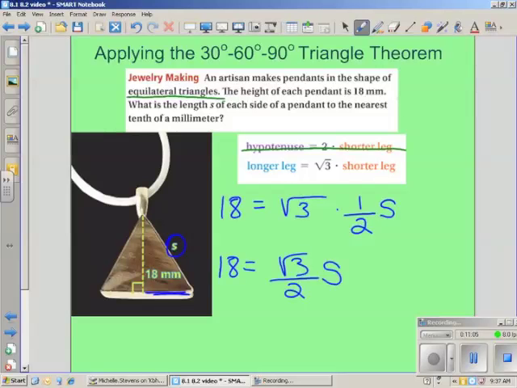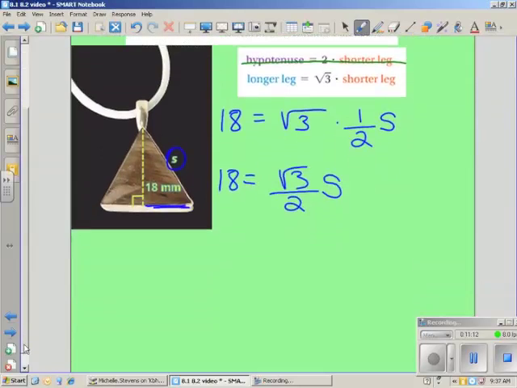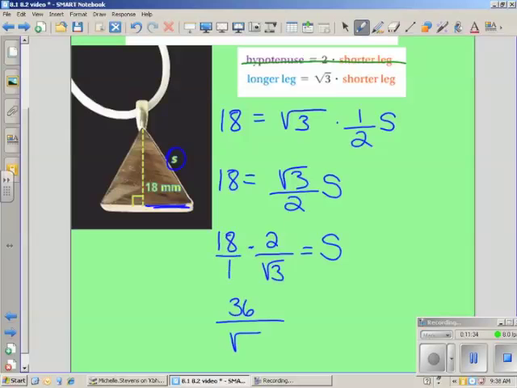Here we're solving for s, so we need to divide both sides of the equation by radical 3 over 2. The way we do that is by multiplying by the reciprocal. So that would be 18 times the reciprocal, which is 2 over radical 3, is equal to s. Now multiplying straight across, putting 18 over 1, 18 times 2 is 36. 1 times radical 3 is radical 3. And that is equal to the side of the pendant.